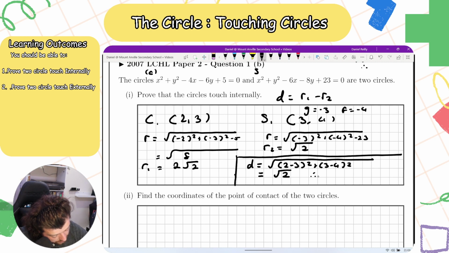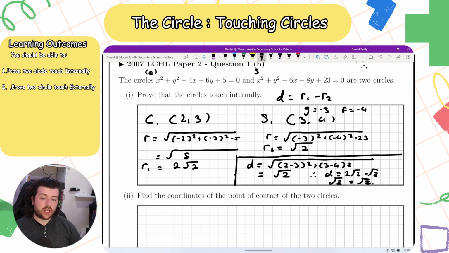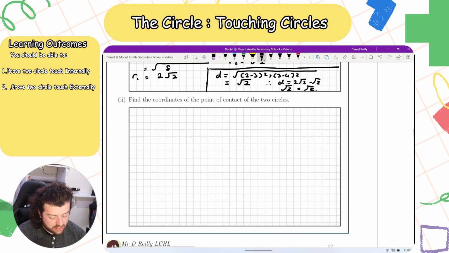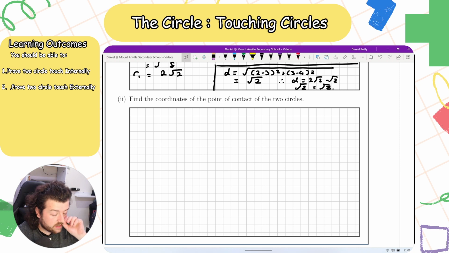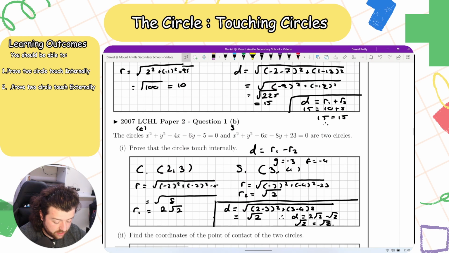And therefore, D is equal to 2√2 minus √2, which is √2. Therefore, they touch internally. I have proven that they touch internally. Part II of this question from 2007 is: find the coordinates of the point of contact of the 2 circles. We want to find the point of contact, or the point of intersection, right?